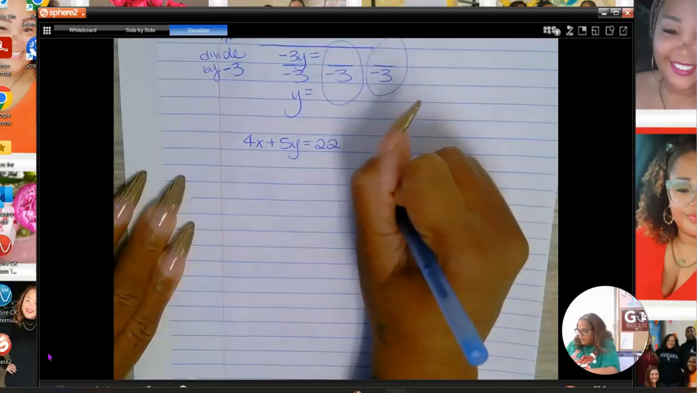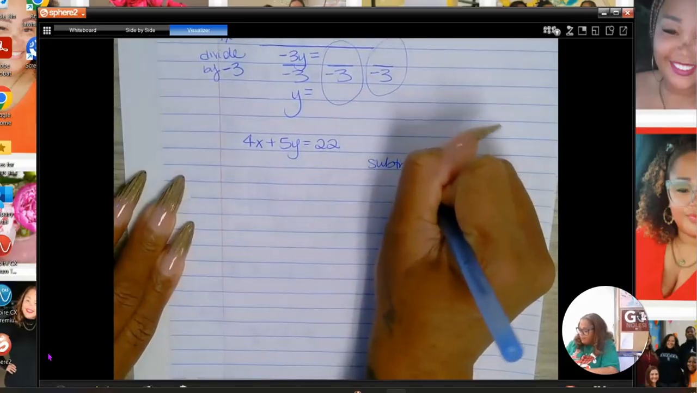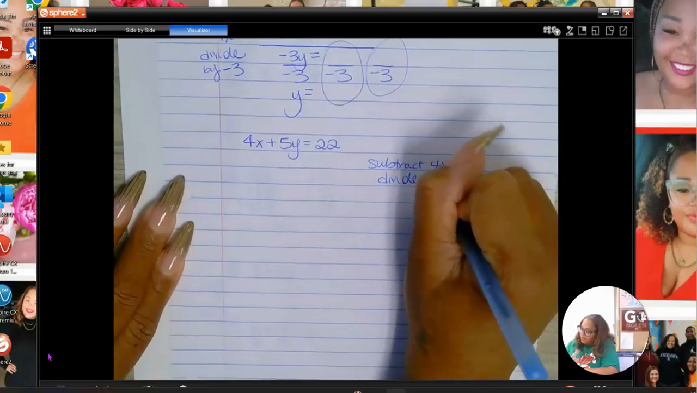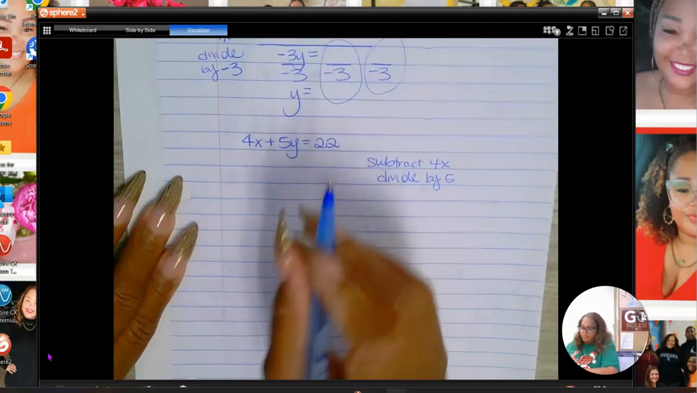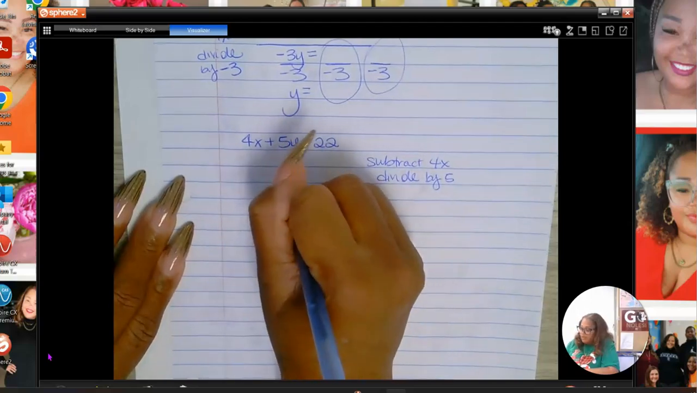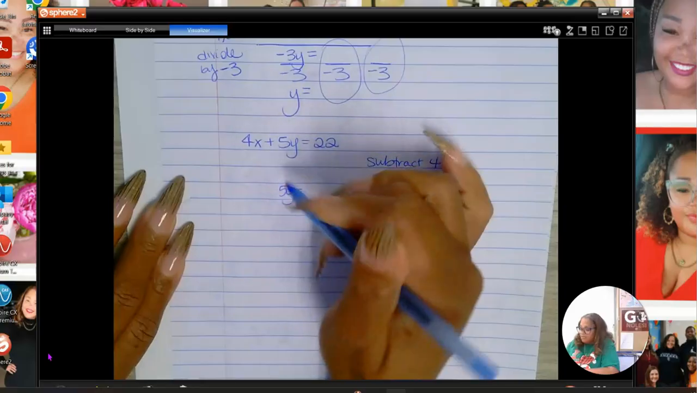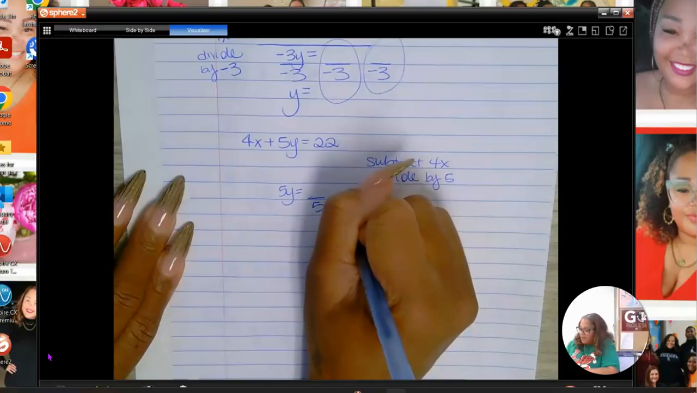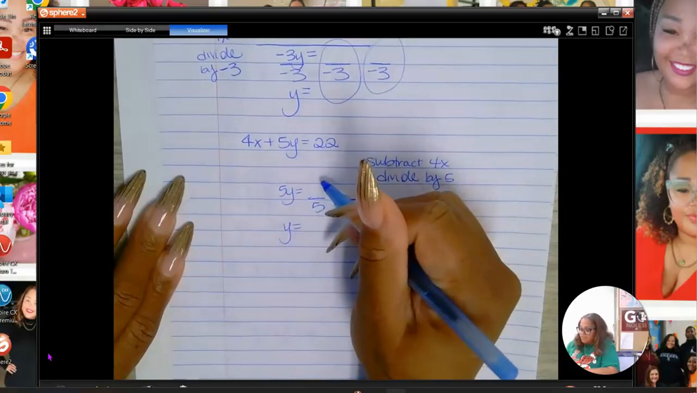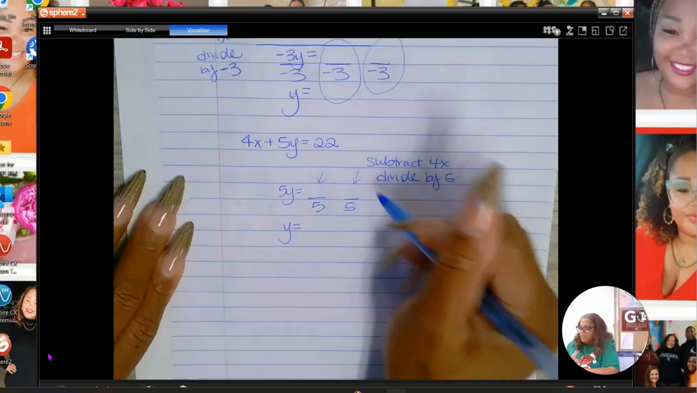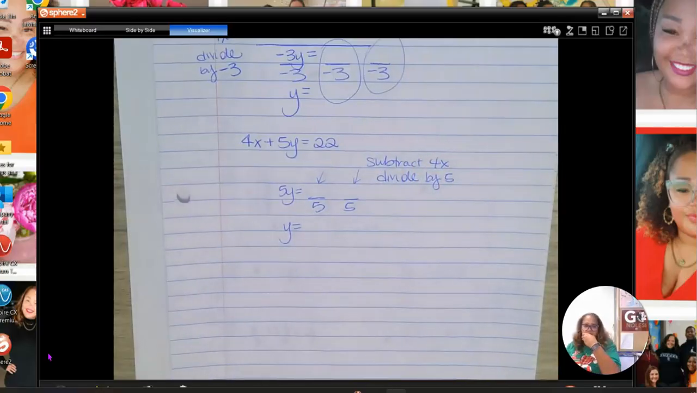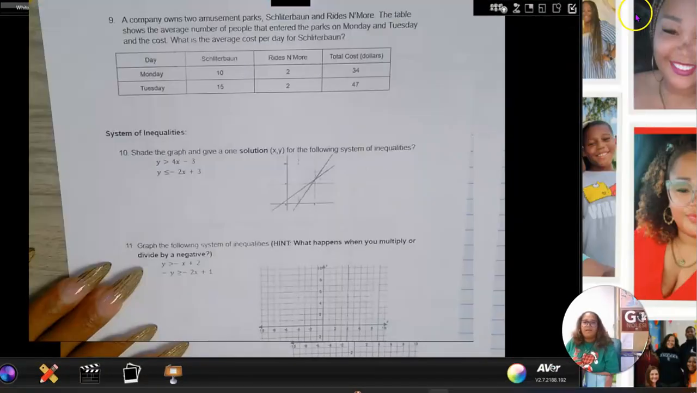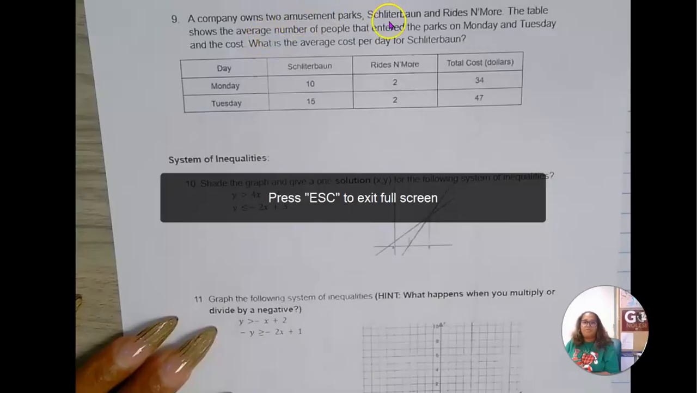You're going to subtract 4x from both sides and then divide by 5 on each term. So you'll have 5y equals negative 4x plus 22, divide by 5, divide by 5, and then you'll have y equals, this needs to be simplified in Desmos. This needs to be simplified in Desmos, not decimals. Leave them as fractions.